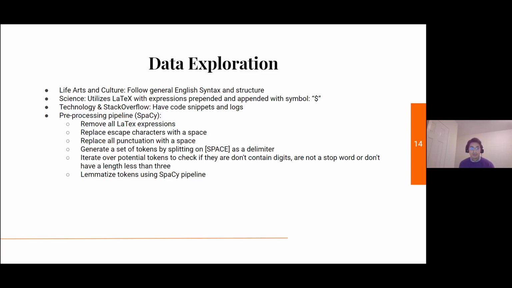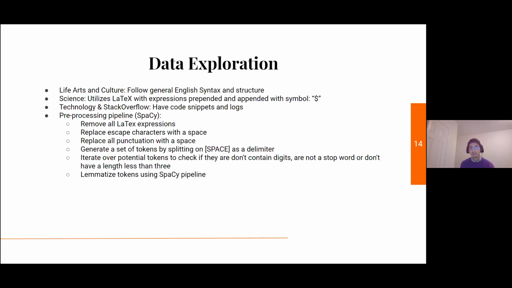So in my approach, I decided to use a pre-processing pipeline using Spacy. So utilizing the $, I removed all the LaTeX expressions. Then I replaced all the escape characters with space. I replaced all the punctuation with space, and then to generate my tokens for the three columns: question title, question body, and answer, I generated a set of tokens by splitting on the space as a delimiter. Then I did further post-processing to check that there were no tokens that contained digits or special characters, that was not a stop word, or didn't have a length of more than 3 or less than 3. It's simply because some of these were acronyms. So to eliminate some of them, I just picked an arbitrary value of 3, and that seemed to have helped.